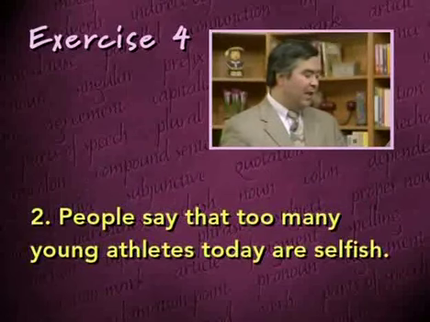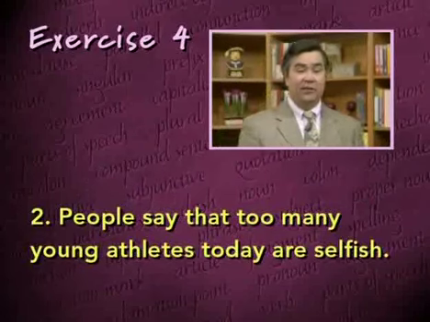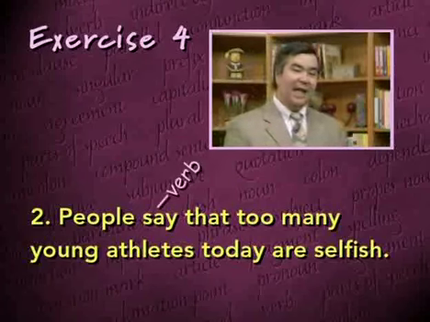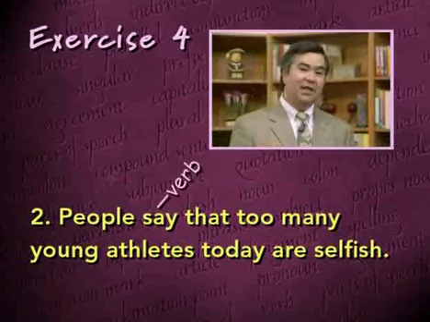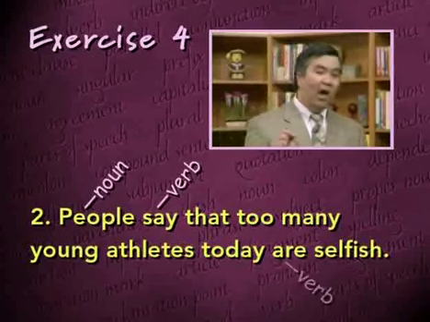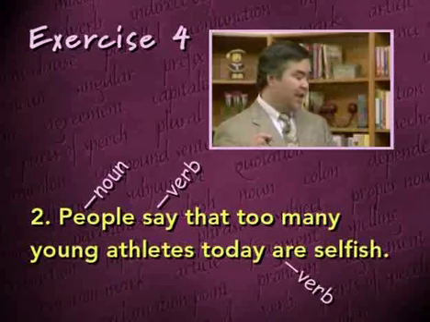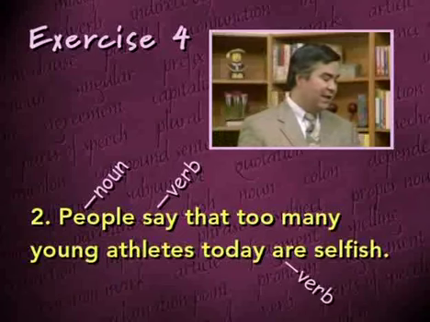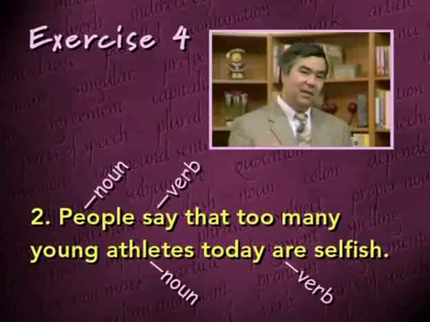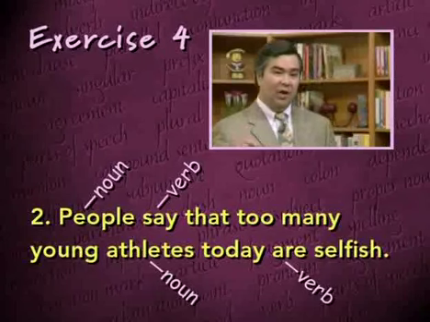People say that too many young athletes today are selfish. There are two verbs in this sentence. Say is the first verb, and its subject is the noun people. The second verb is are, which is a verb of being near the end of the sentence, and its subject is the noun athletes.